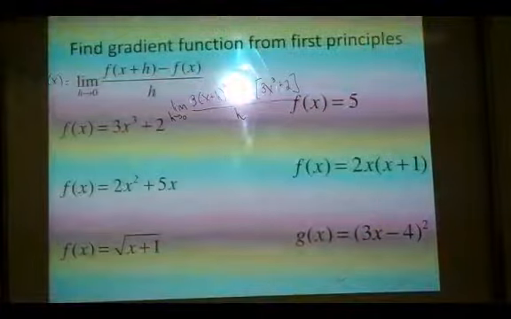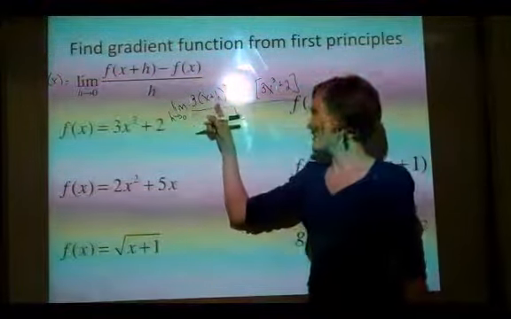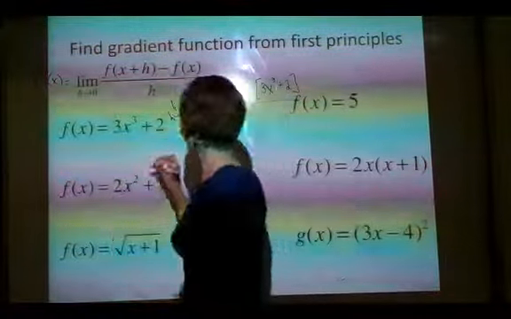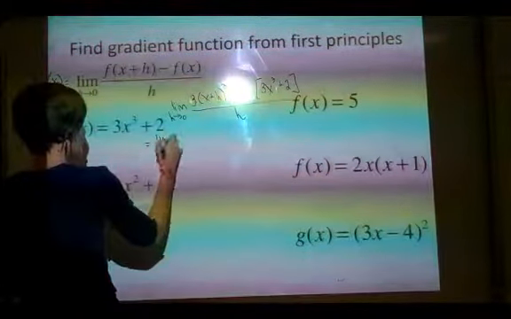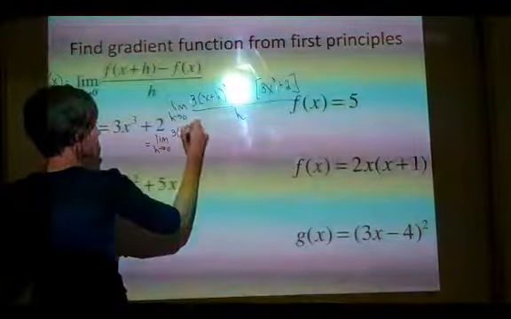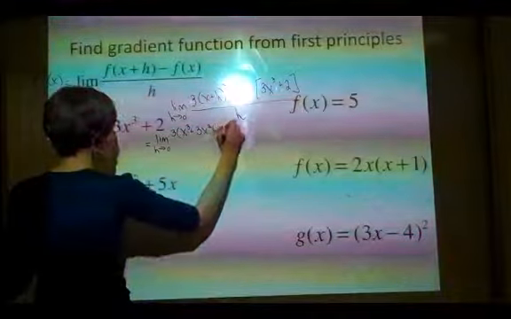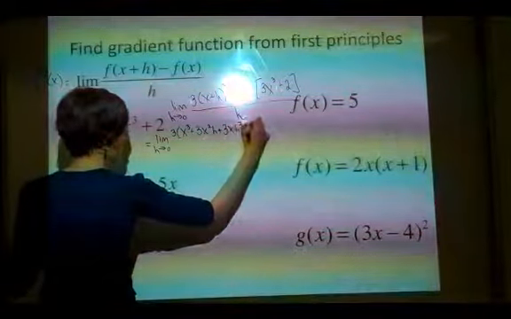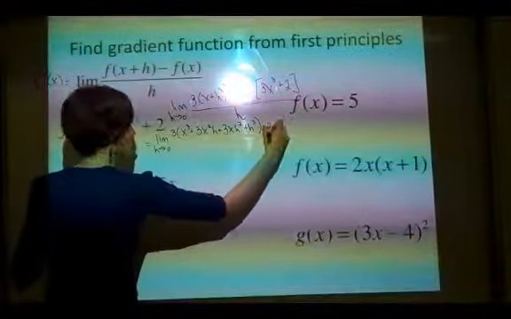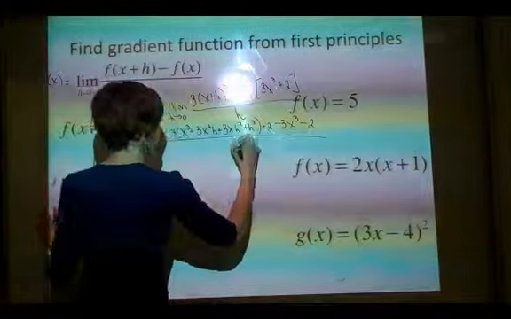You're already thinking, yes, binomial expansions. Okay, it's cubed. That's an easy one. So I'm going to say here, the limit as h goes to 0 of 3 times (x cubed plus 3x squared h plus 3x h squared plus h cubed) plus 2 minus 3x cubed minus 2, all over h.